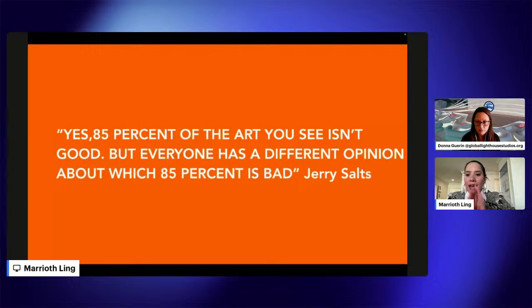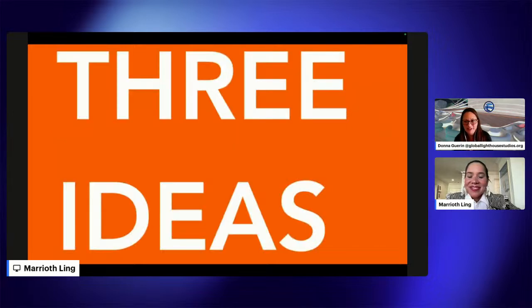I also bring this quote from Jerry Saltz, because I think it is good to read about art if you are interested in art. Then you can learn, and I think he's a good lecturer. He's a critic from the New York Times, and he said that 85% of the art you see isn't good, but everyone has a different opinion about which 85% is bad, which means everybody has a different opinion about what you do, and it doesn't matter. Yes, absolutely.